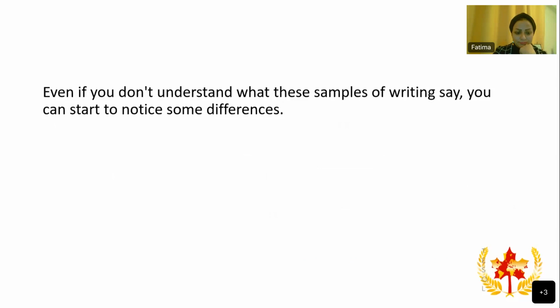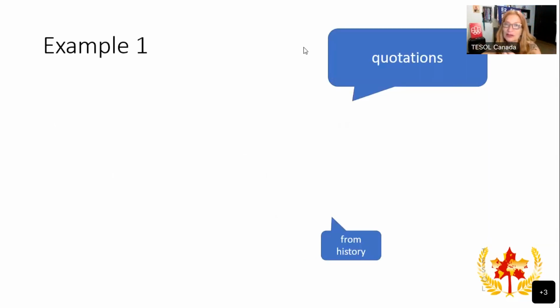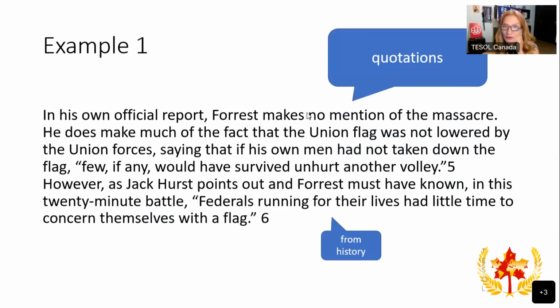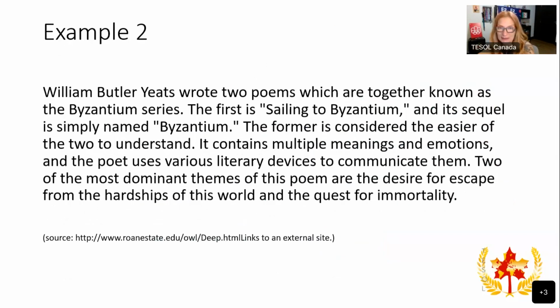And that's it. Even if you don't understand exactly what the specific battle is, you can't name the battle, you can identify the differences. There are some quotations here. Forrest makes no mention. This is very typical when we use quotations in history. And there's your federals running for their lives. This comes from history. It's like a narration of an event that happened in the battle. So definitely, you guys are right on. Okay, let's go to the next.